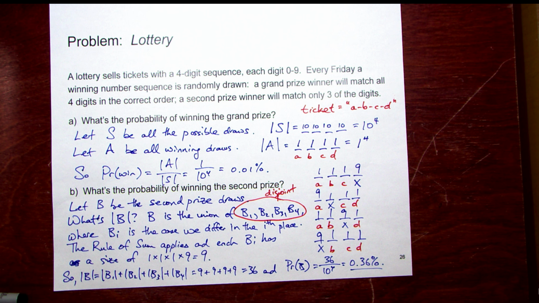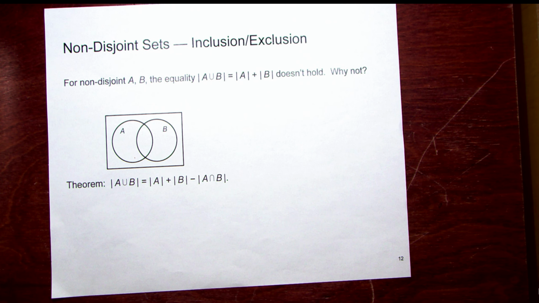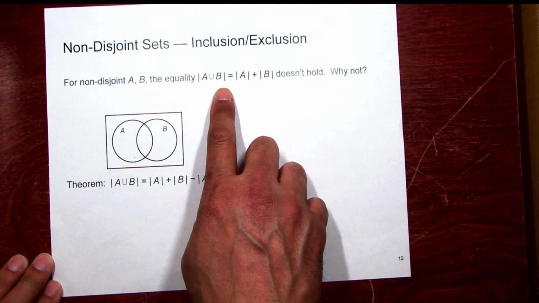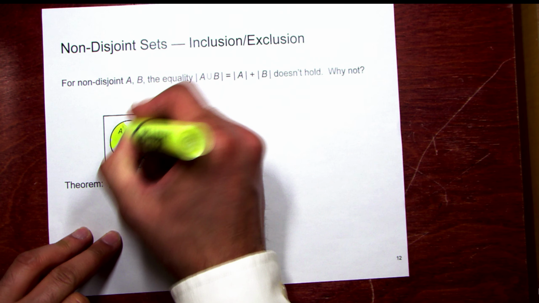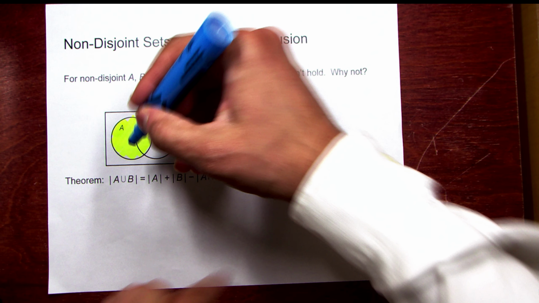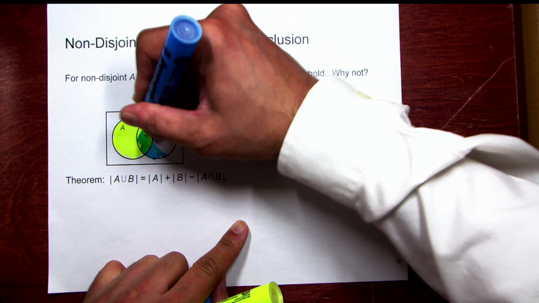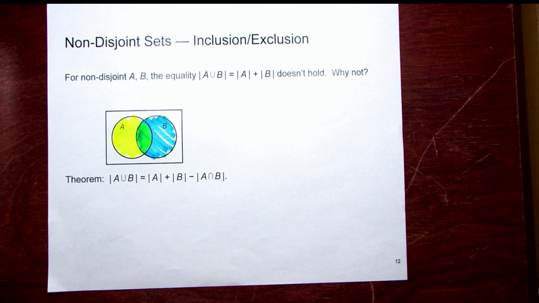Okay, let's do inclusion-exclusion. We used inclusion-exclusion to solve that other problem the other day, so we sort of know what it is: the overlap gets double counted. The equality doesn't hold in general when the two sets are not disjoint. The reason is, if you add all the stuff that's in A, the size of A, to all the stuff that's in B, yellow and blue make green. That green region was shaded twice.